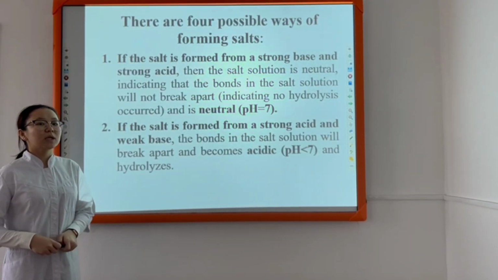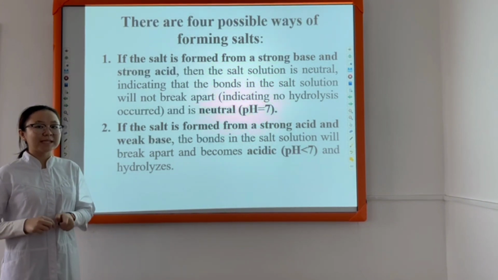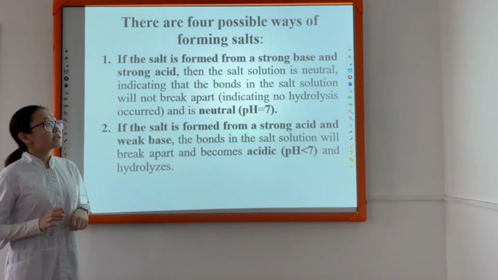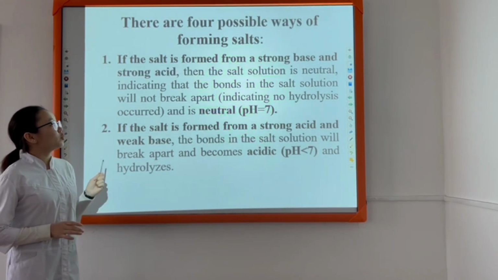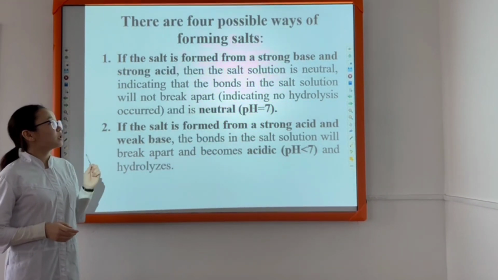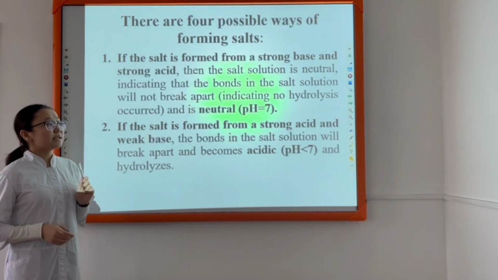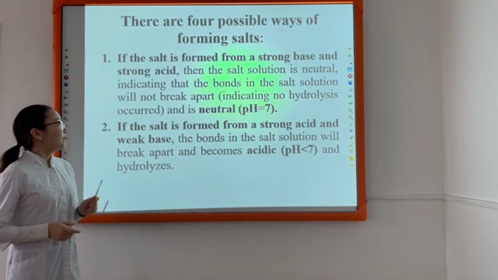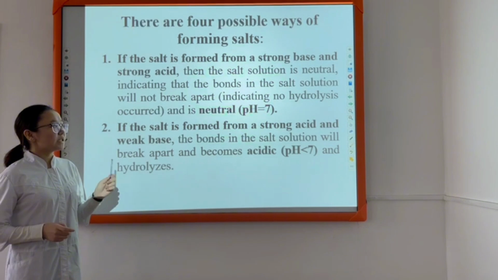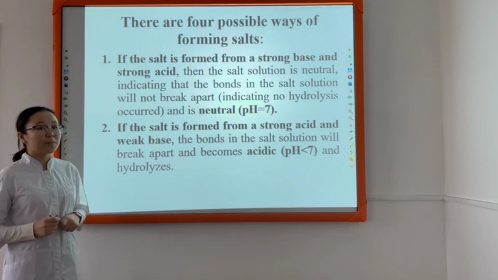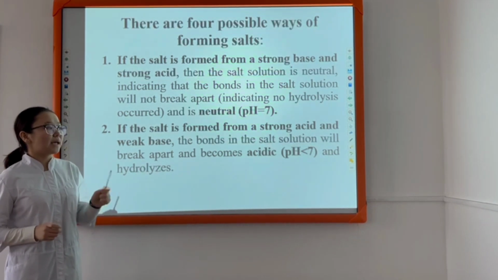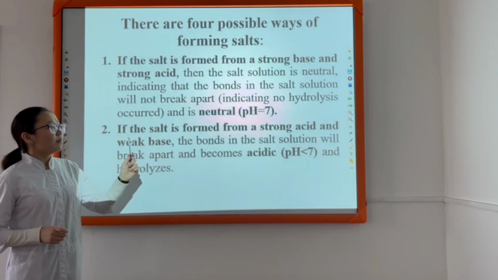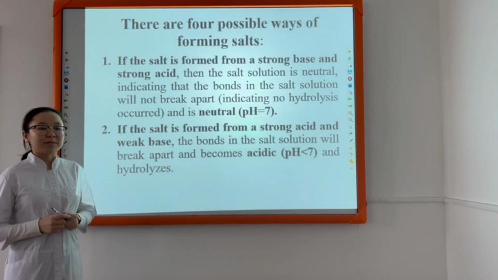First, if the salt is formed from a strong base and a strong acid, then the salt solution is neutral, indicating that the bonds in the salt solution will not break apart, so no hydrolysis occurred, and pH equals 7. Second, if the salt is formed from a strong acid and a weak base, the bonds in the salt solution will break apart and it becomes acidic, with hydrolysis, pH less than 7.